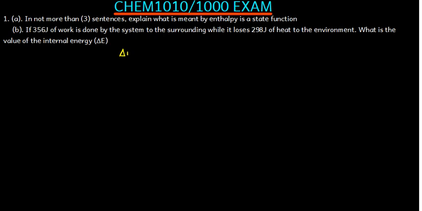Now the change in internal energy is given as heat plus work. The heat is being released by the system, so we can see it is negative 298. It's going to be negative because it's being released, plus work. The system is doing work on the surroundings. So whenever the system is doing work, work is always negative. And so that is going to give us negative 645 joules. That is going to be the change in internal energy.